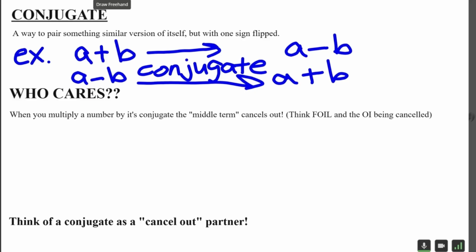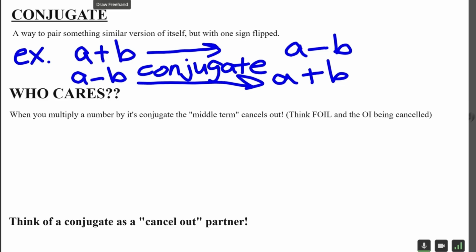Well, we come down to the question, who cares, right? Who cares? Well, when it comes to radical expressions, in this next section, we're going to come across problems where the denominator, specifically the denominator, has a radical in it. It's going to look a little bit different from the other videos we've done.